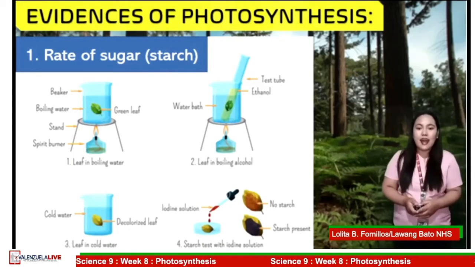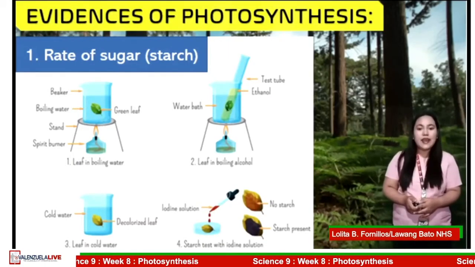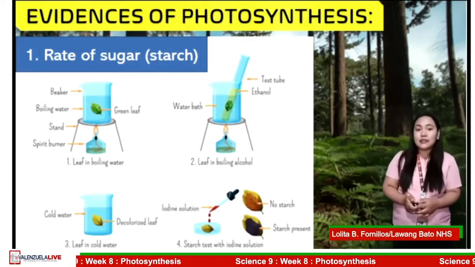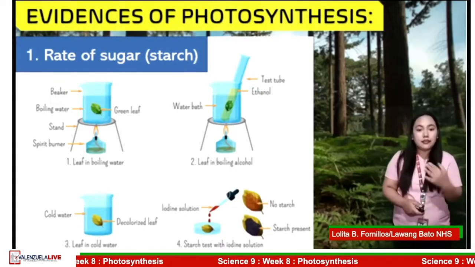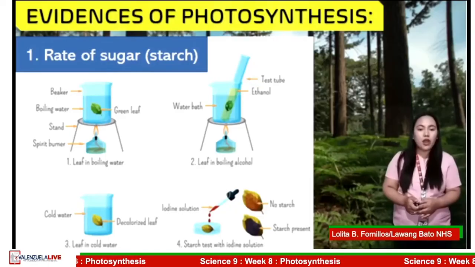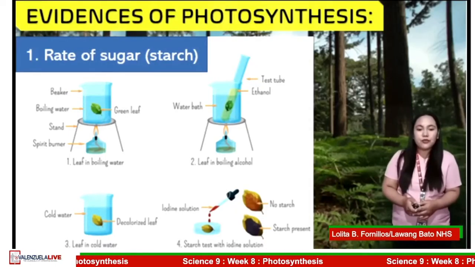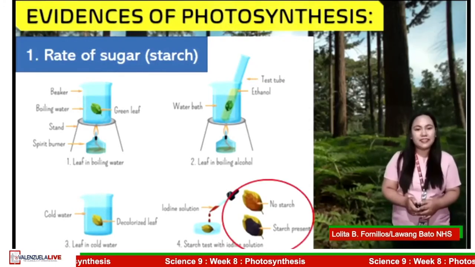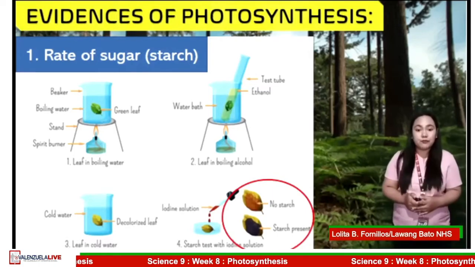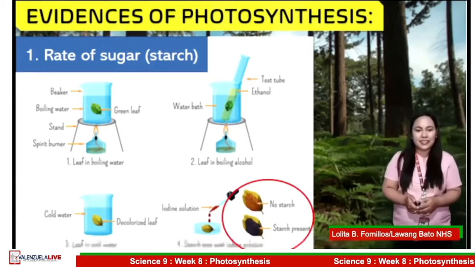During this test, a leaf is boiled in water and boiled in ethanol until it decolorizes. The decolorized leaf is then washed with water and a few drops of iodine solution are placed on it. If the leaf turns blue-black, starch is present.